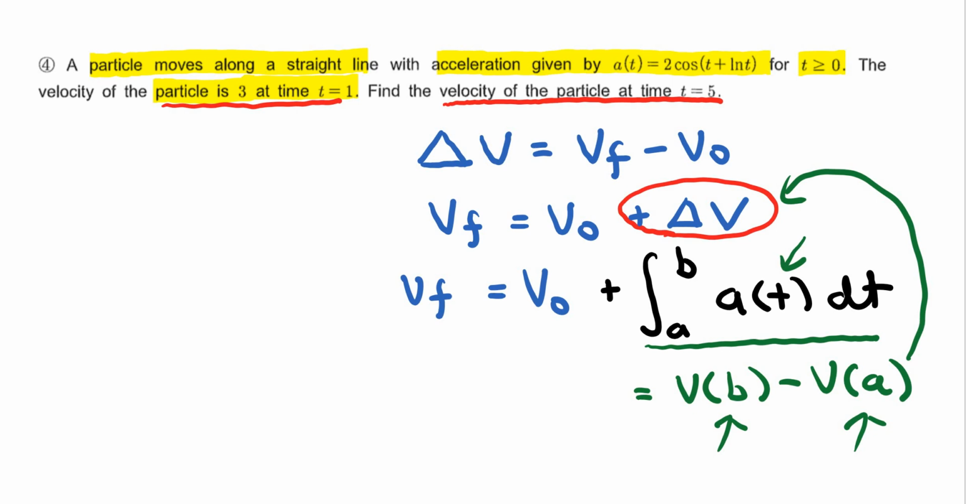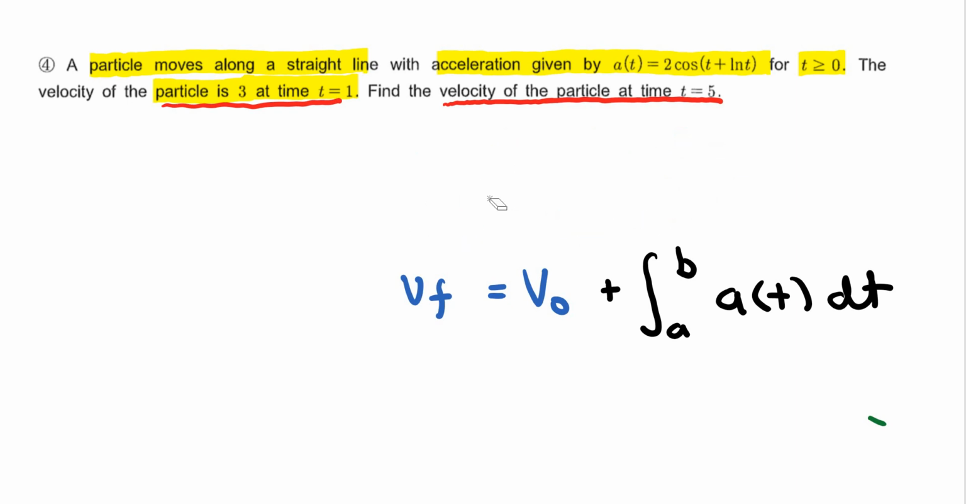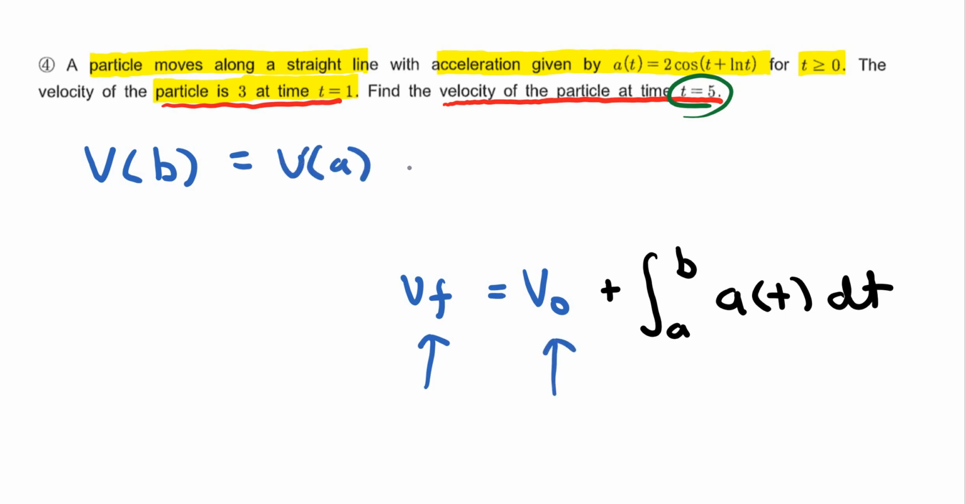For this question, we'll be using this little formula that we derived to answer our problem, because we need to find the final velocity of the particle after 5 seconds of travel. Let me rewrite that formula over here. If I change this into calculus notation, the final velocity is v of b equals your initial velocity, which is v of a, plus the integral from a to b of your acceleration function.